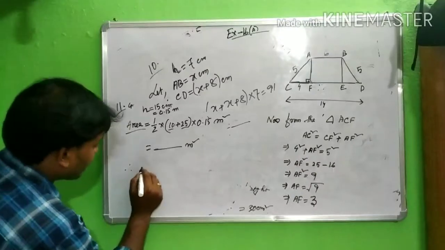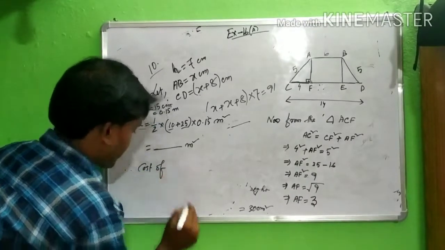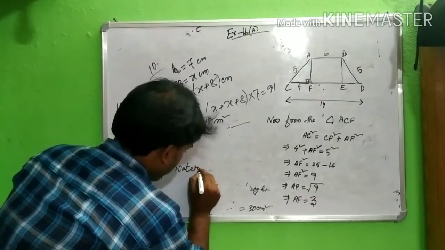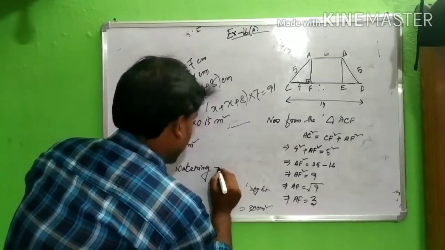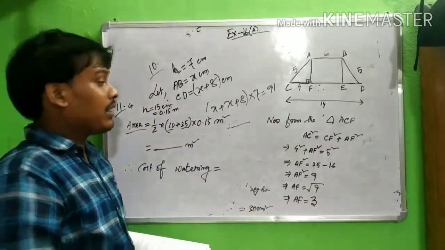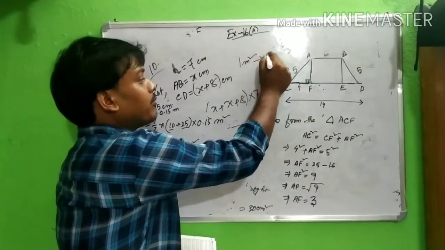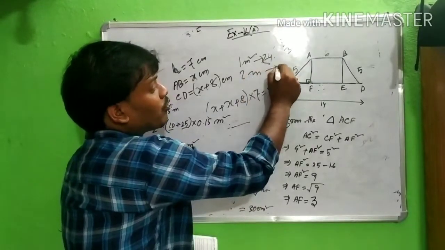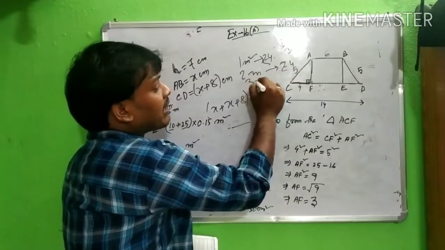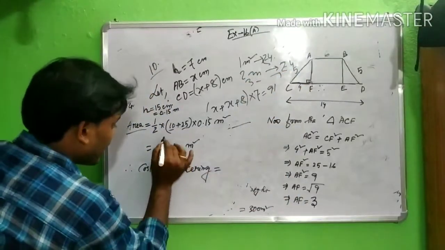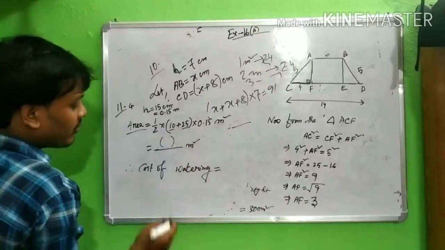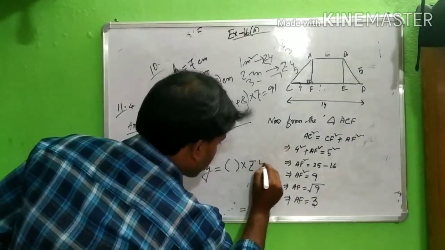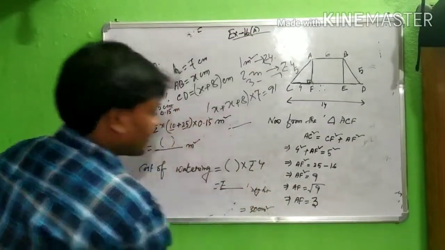Therefore the cost of watering equals, so given in 1 meter square the cost is 4 rupees. In 2 meter square, rupees 4 into 2. In 3 meter square, rupees 4 into 3. So in x meter square, rupees 4 into x. So find the area value first. What is the result? Multiply into rupees 4, and write the result here, rupees this much. Very easy.